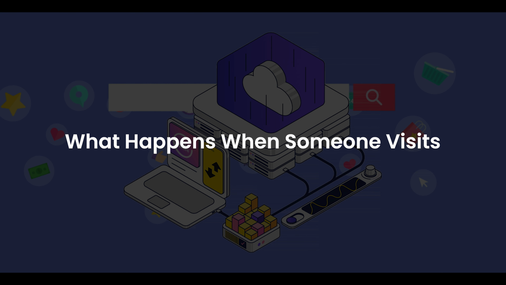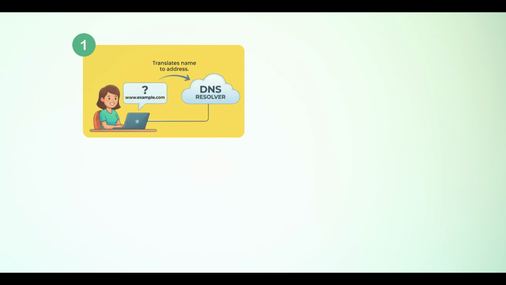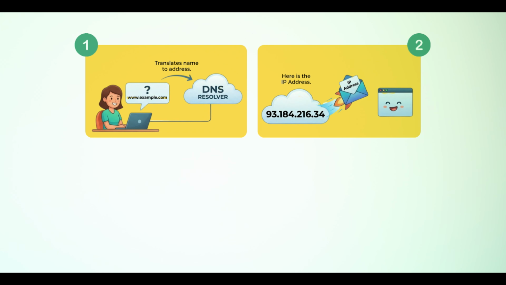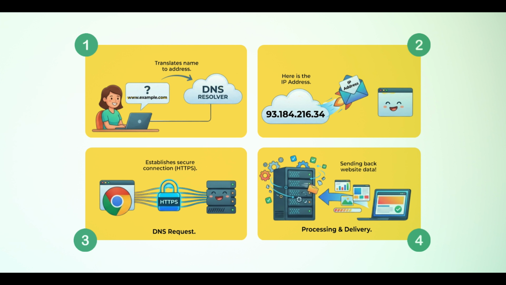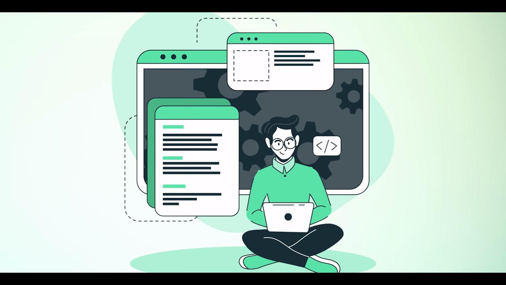What happens when someone visits? When someone types your website into a browser, a sequence of events begins. First, the browser needs to know where that website lives, so it asks a DNS resolver to translate the domain name into an IP address. Once it receives the IP address, the browser knows which server to contact. It then establishes a connection, usually over HTTPS. The server processes the request and sends back the data needed to display the page.